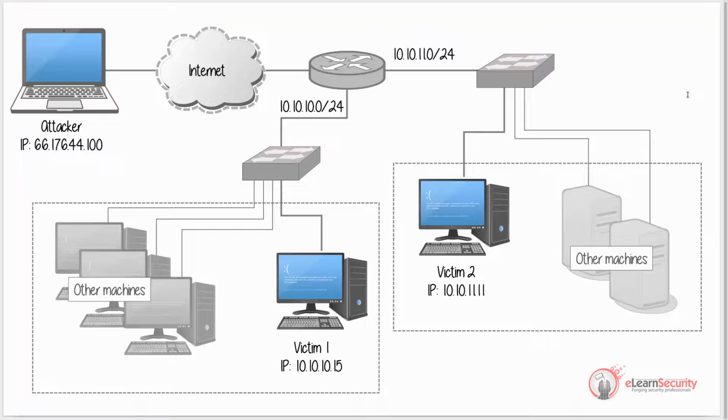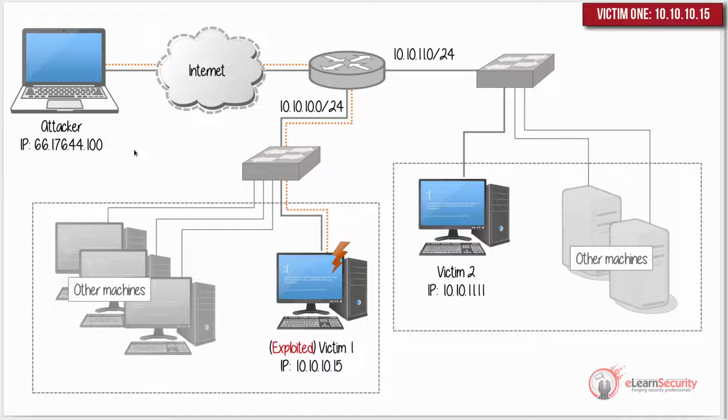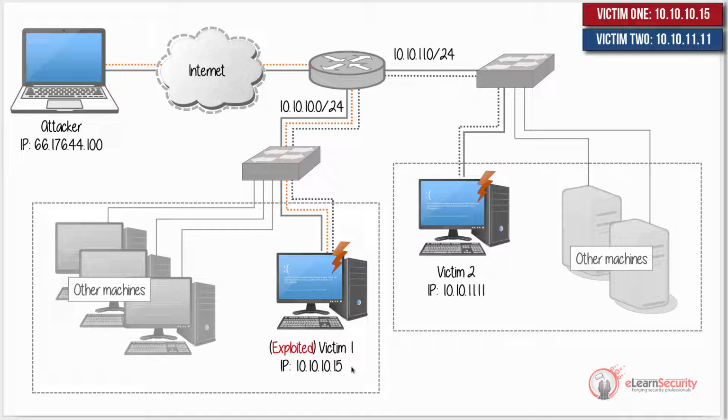The following diagram shows the current environment configuration. Our attacker machine has this public IP address, and as we can see, it is outside of the target network. Since we're in the post-exploitation phase, we already have exploited one of the target machines. Indeed, we have a session on victim 1. Our purpose is to set up the pivoting attack in order to be able to reach and exploit victim 2, which resides in the second target subnet.